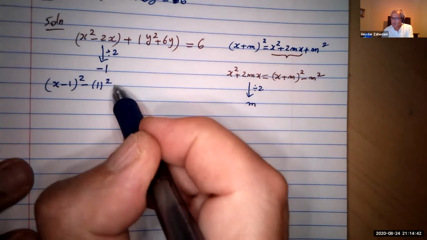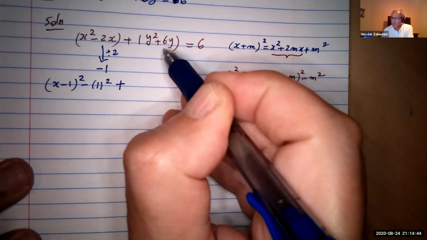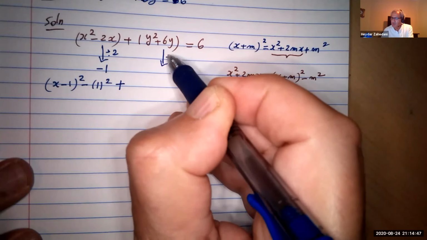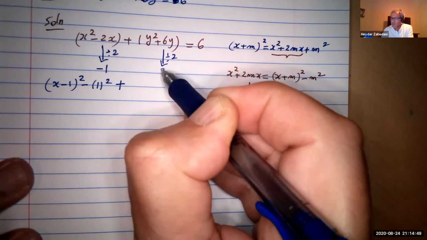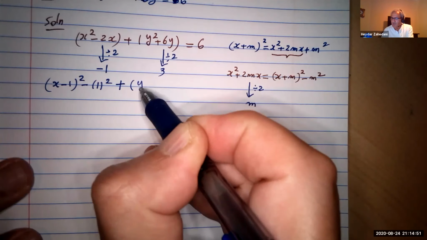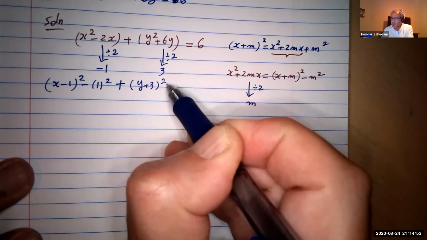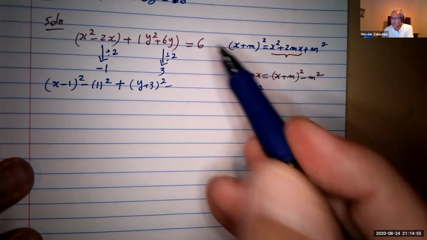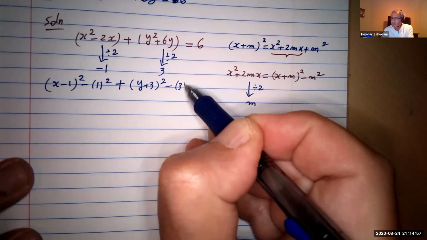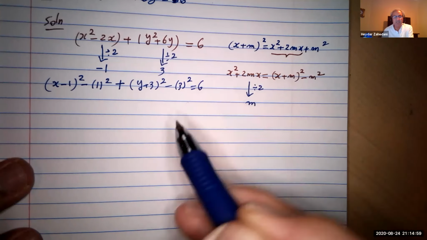So we do the same to the other part. You divide this coefficient by 2, that gives you 3. So you are going to have y plus 3 squared minus m squared, minus 3 squared, equal to the 6. Any question?